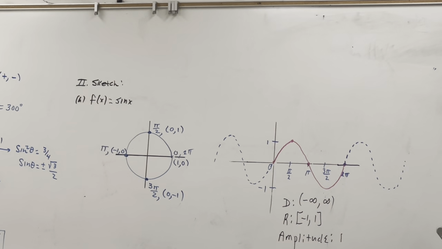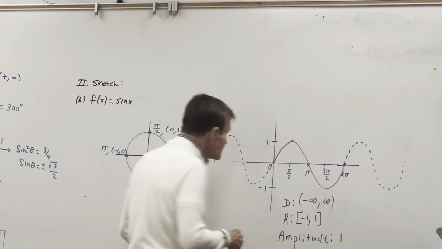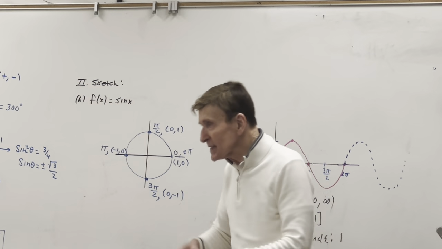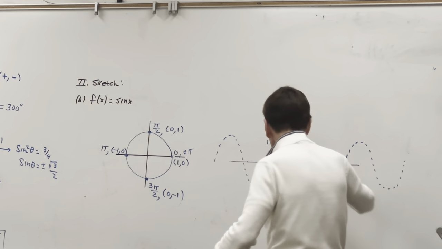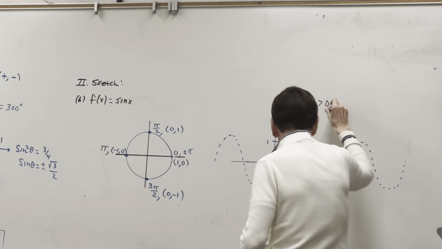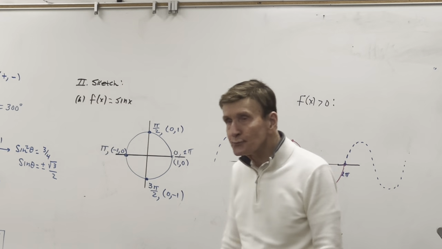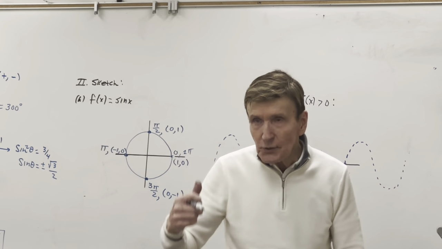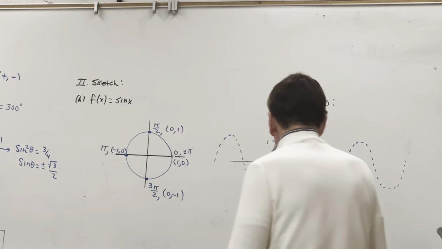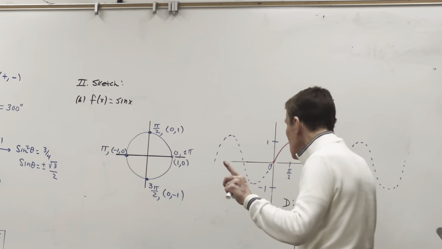Can anyone tell me, I've got some clever students in here, when is this pink graph positive? Based on your graph, when is this possible? Every 5? Come again. Every 5.